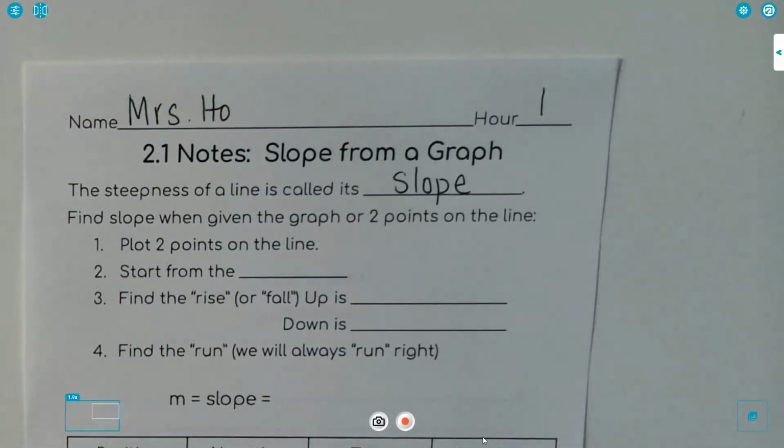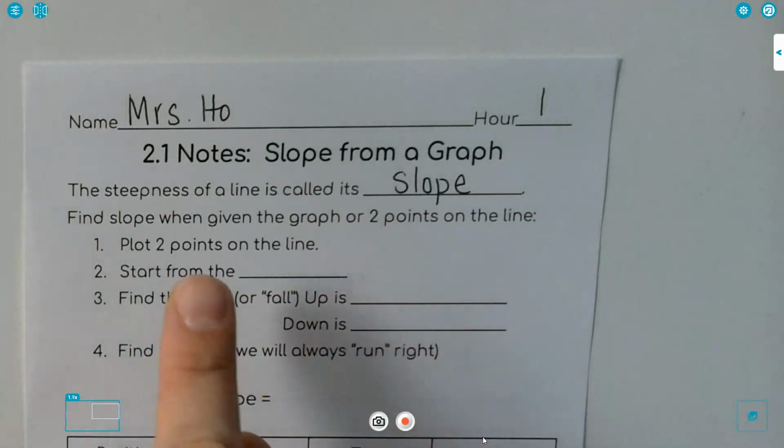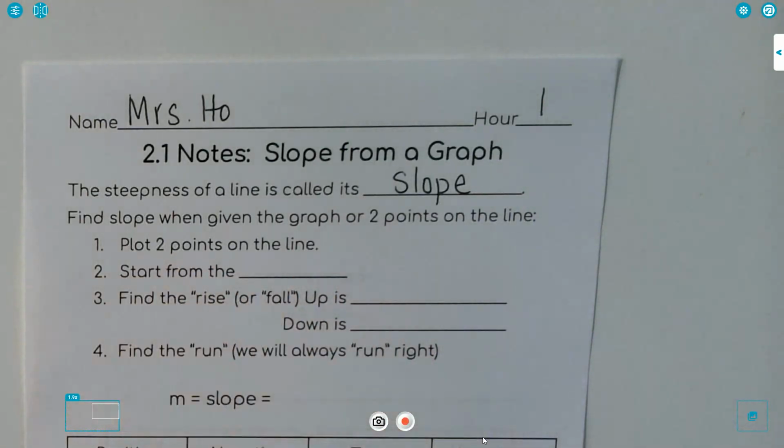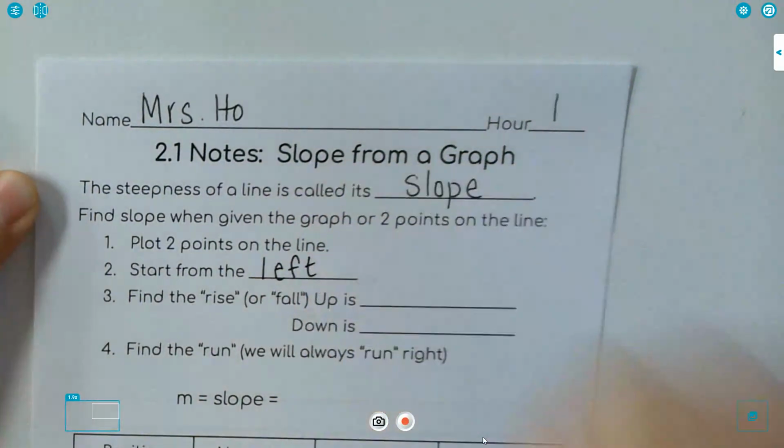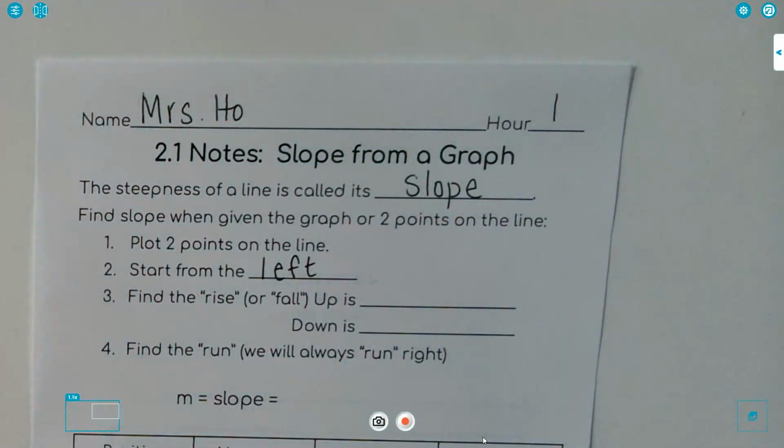So, first thing, when we find slope given the graph or 2 points on a line, we start by plotting the 2 points on the line. That's why I had you guys grab rulers. Sometimes you will have to graph the 2 points. After we have those 2 points, we are always going to start from the left. We read from left to right. We are always going to read our slopes from left to right as well. So start on the left, move to the right.